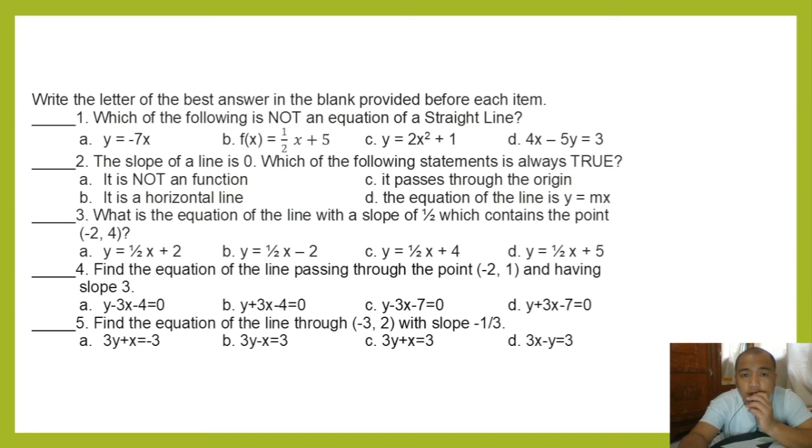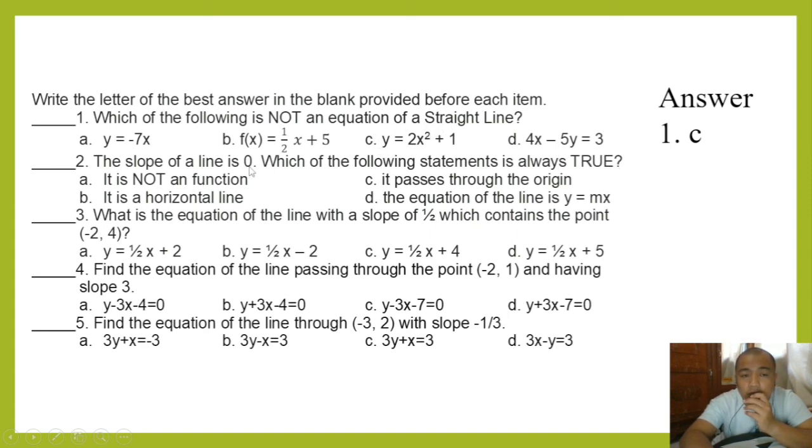So what's your answer? It's obvious. C is not a straight line because it's actually a quadratic equation. The highest degree of the variable x is 2, so it's a second degree equation. A straight line is only a first degree equation, and letter C is a quadratic equation.